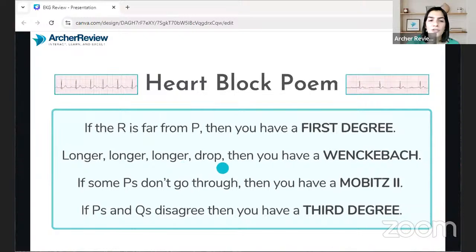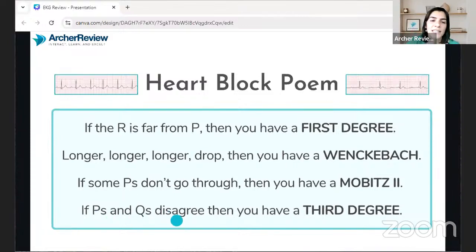Longer and longer drop, then you have a Wenckebach. Remember, Wenckebach is that second degree type 1. And so that PR interval is going to get longer and longer until you get that dropped QRS. And then if some P's don't go through, then you have a Mobitz 2. So remember, in Mobitz 2, also known as second degree type 2, you're going to have the PR interval be fixed. So it's not getting longer, but then you still get that drop in that QRS.